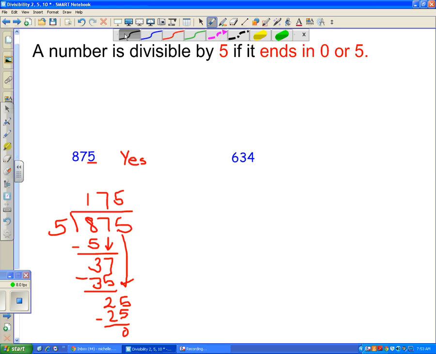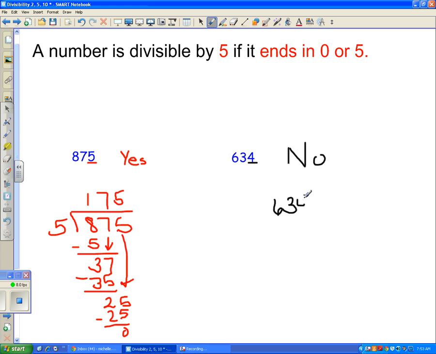If I am going to take a look at 634, again, we look at that last digit. In this case, it's a 4. The rule says that it has to end in a 0 or a 5. So by the rule, this answer should be no. Again, allow me to do that proof here.